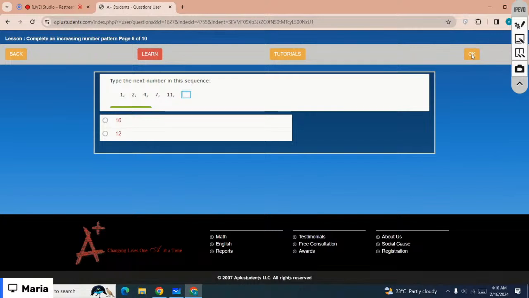Type the next number in the sequence. So which is the next number in the sequence? The next one is yes, that is 16. Very good. The next one in the sequence is 16. Okay, you can complete the lesson by yourself later today. Let's just move on to the next lesson.